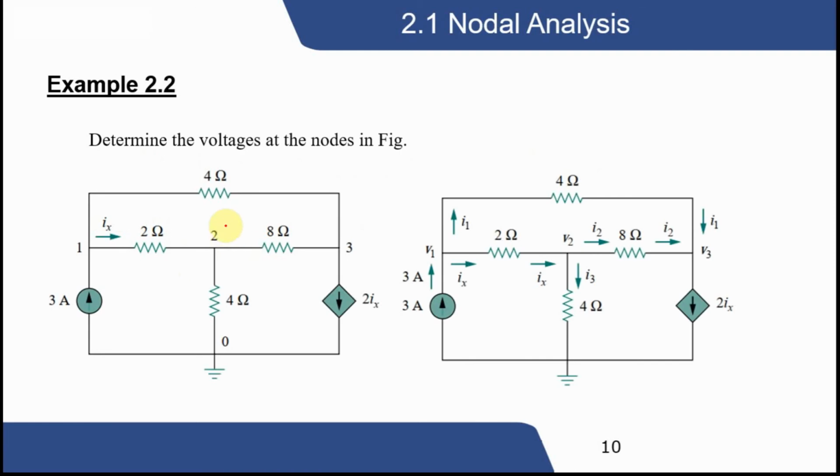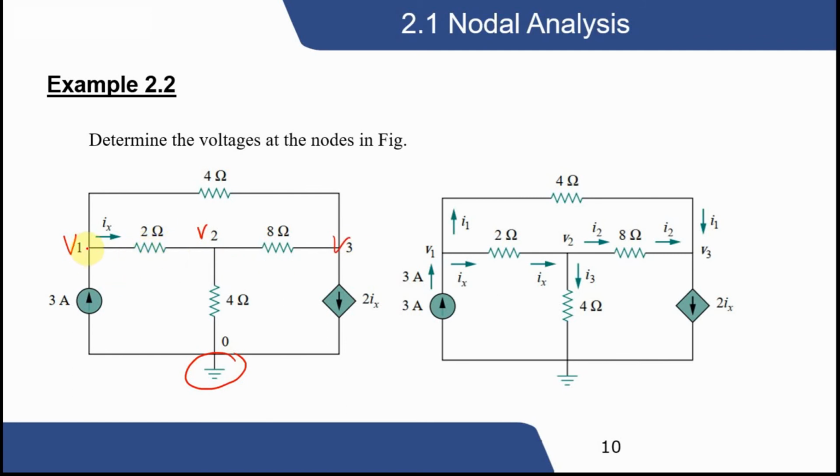The next example, again we have to do the same thing, but the only difference is that in this question we use a dependent source. The last time we had all independent sources. So what do we have to do? First we have to tell the reference node. This is the reference node. Then we have to select the voltage nodes. So we have V1, then V2, then V3.